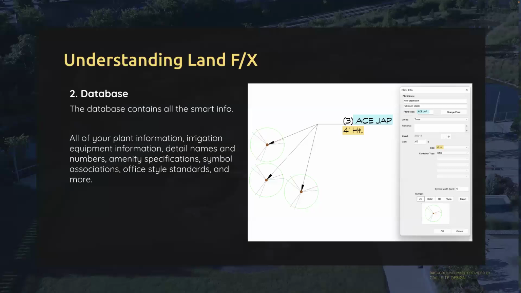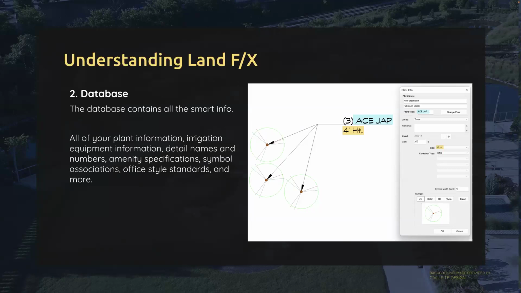And as stated, the database contains all of that smart information that makes LandFX so great. So that includes all of your plant information, irrigation equipment information, the names of your details, the numbers of your details, the sheets that they're associated with, the specifications for site amenities, the symbol association to all of these different items. It even holds your office style standards and so much more.